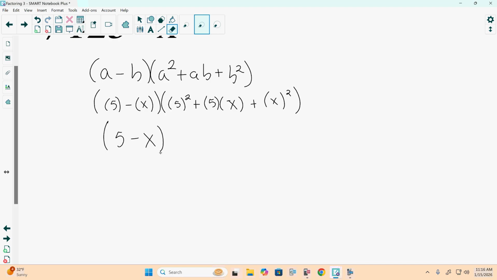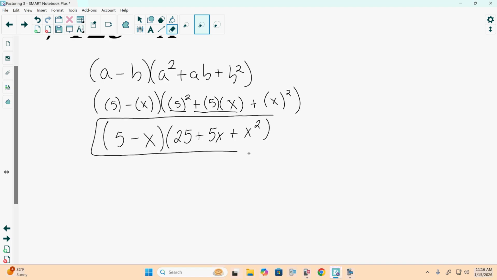In the bigger set of parentheses, the first thing that we have is 5 squared. Well, 5 times 5 is 25. Plus 5 times x is 5x. And lastly, x squared is, well, x squared. And this here is one way we can write our answer.